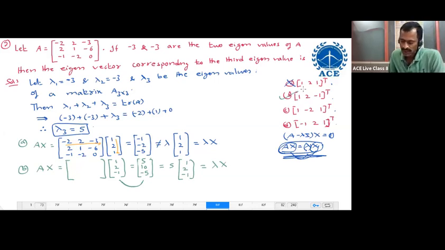Like this, we can check whether the equation Ax equal to lambda x is satisfied or not. It is satisfied with the second option. Therefore, the second option is the correct answer.